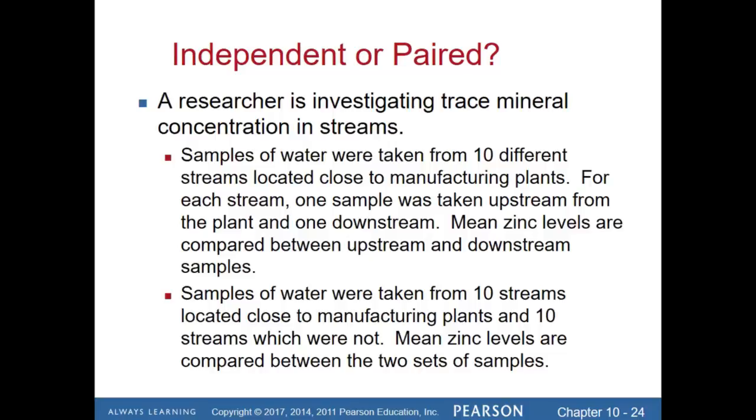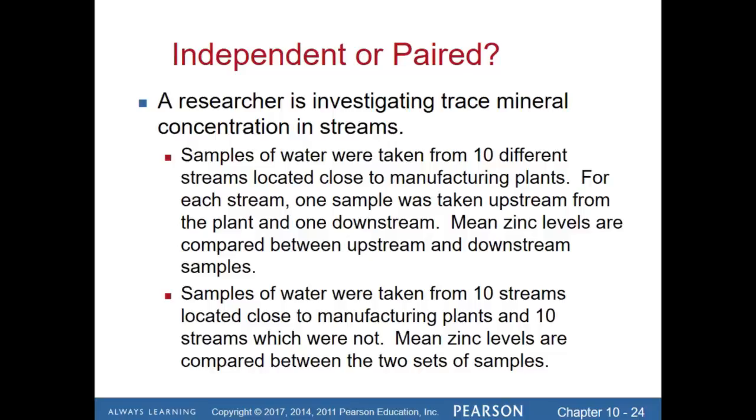This one is not looking at people. This one is looking at samples from stream water. And we're interested in this case in zinc concentration in the streams. And so let's look at our two examples. Samples of water were taken from 10 different streams located close to manufacturing plants. For each stream, one sample was taken upstream from the plant and one downstream. Mean zinc levels are compared between the upstream and downstream sample, right?